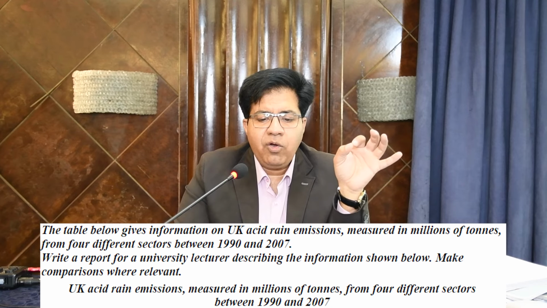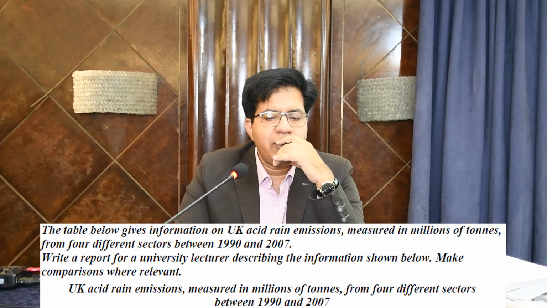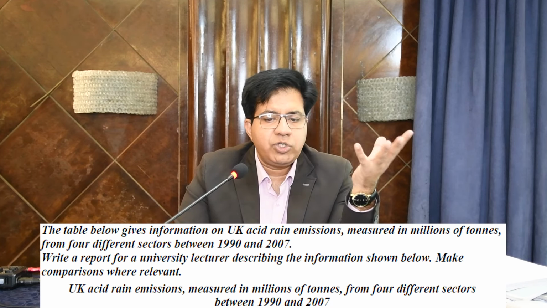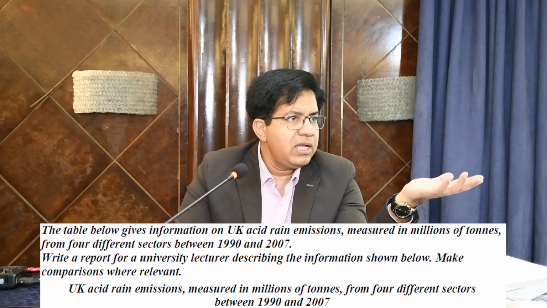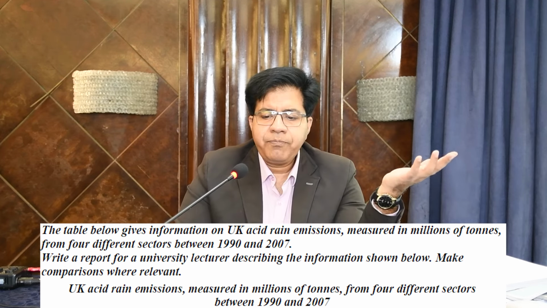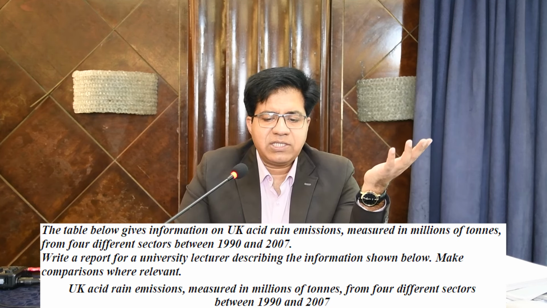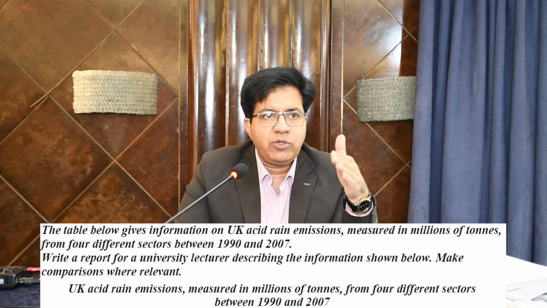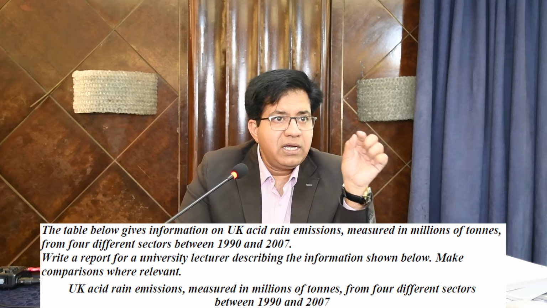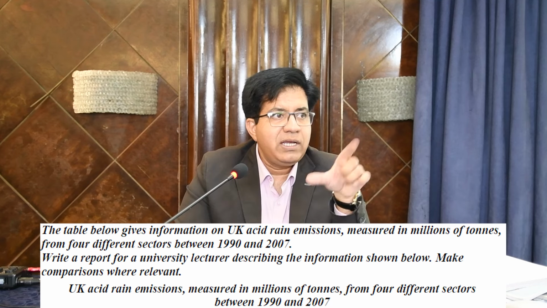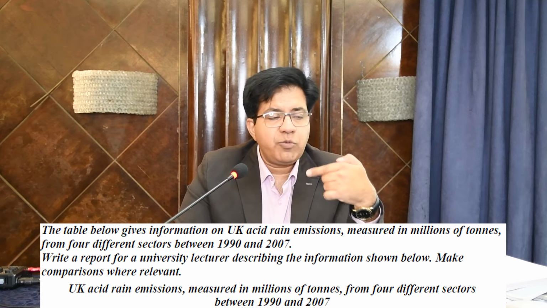Now let's see. We've got this chart. Please follow me here. It's on page number 48 of your book. First we read the topic. The table below gives information on UK acid rain emissions. Now we see, okay, the data is going to give us information about UK acid rain, a type of rain that we call acid rain emissions, measured in millions of tons, okay, from 4 different sectors between 1990 and 2007. When they say between 1990 and 2007, it means the data will be continuous and it's going to be graph with trend.